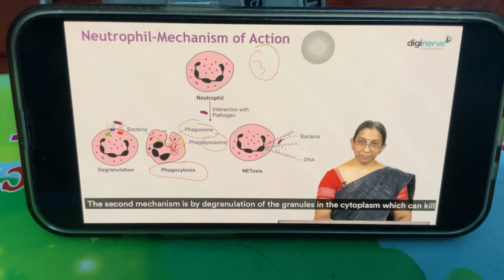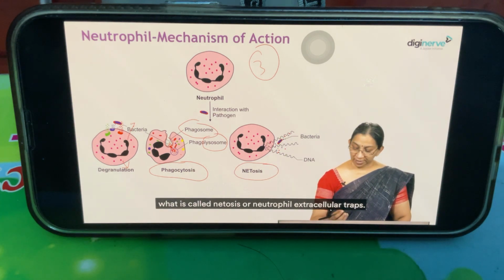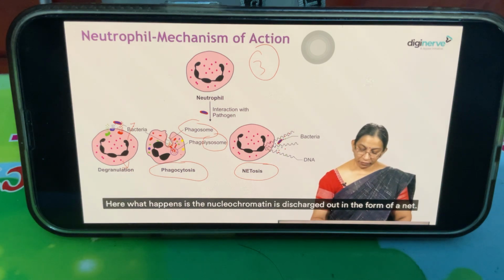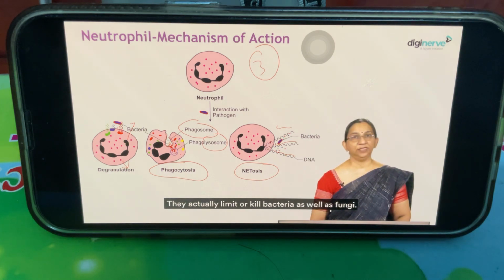The second mechanism is by degranulation of the granules in the cytoplasm, which can kill the bacteria. And the third and a very interesting way in which it can attack invading bacteria is by what is called netosis or neutrophil extracellular traps. Here what happens is the nuclear chromatin is discharged out in the form of a net. And this net also contains antimicrobial peptides and enzymes. They actually limit or kill bacteria as well as fungi.